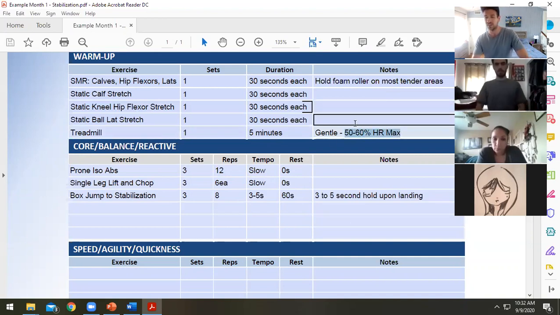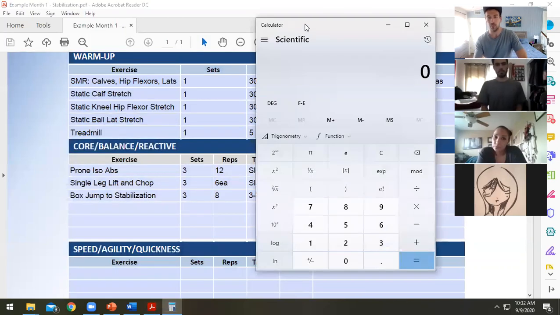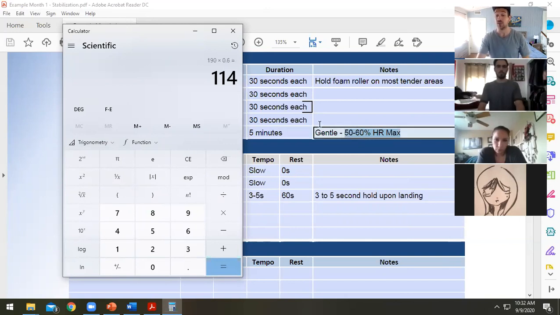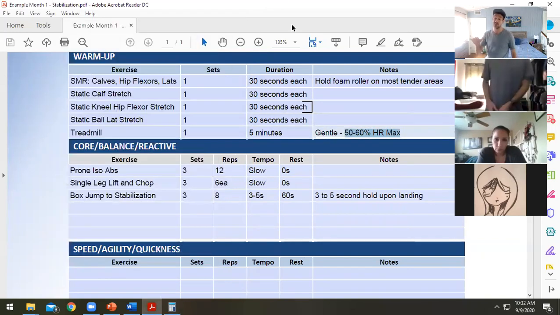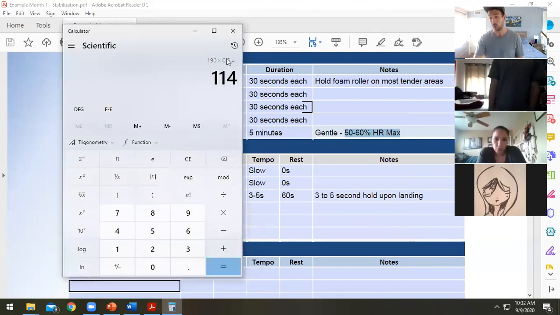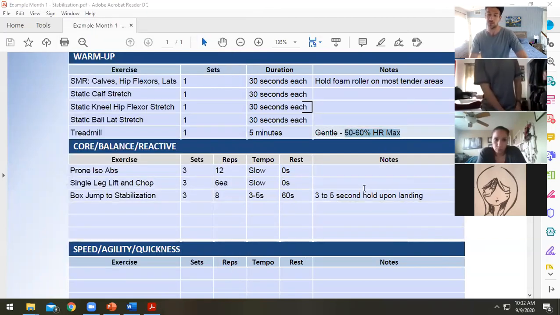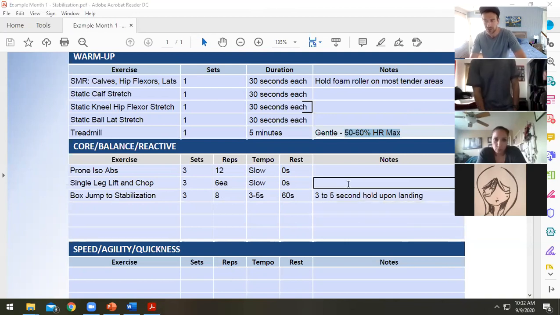Now, I always do this example where I put this percentage here. Honestly, guys, in the real world, let's go back to our client from earlier. So 190 times, let's say 50 to 60%, 0.5, so that'd be 95, and 190 times 0.6 is 114. When we give them this piece of homework, here's your warm up, we'd say, I want you to be at a heart rate between 95 and 114. You would put the heart rate numbers here instead of the percentage, because you don't want to make your client do math.